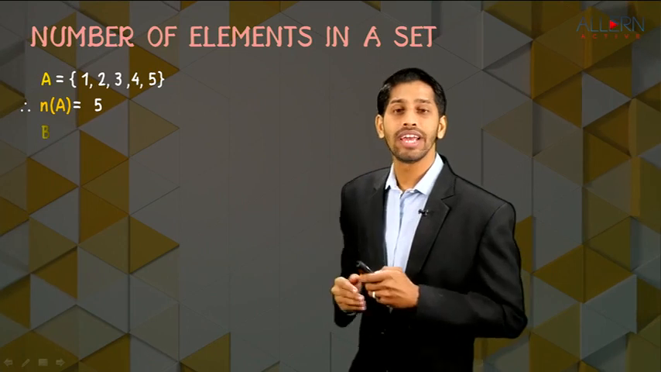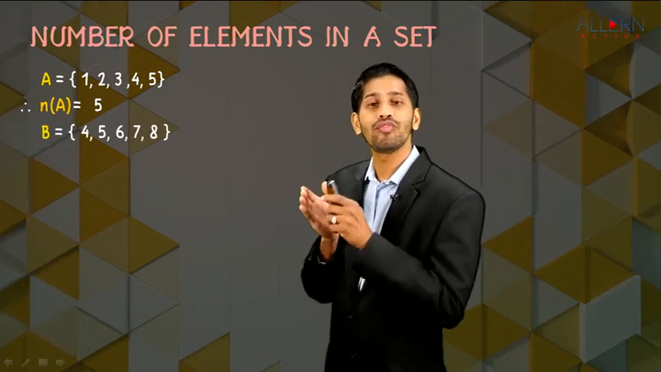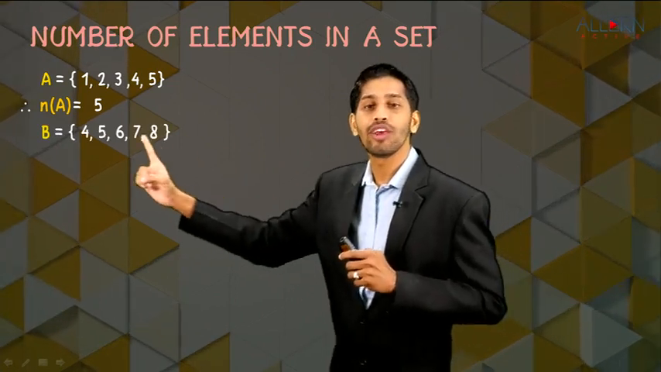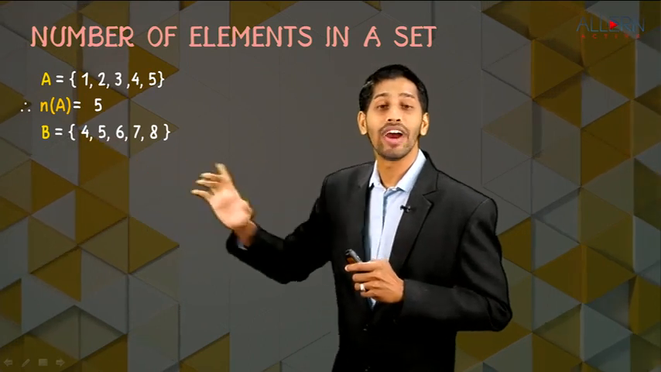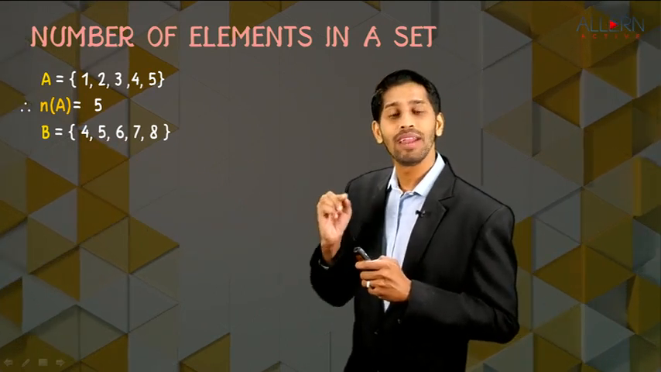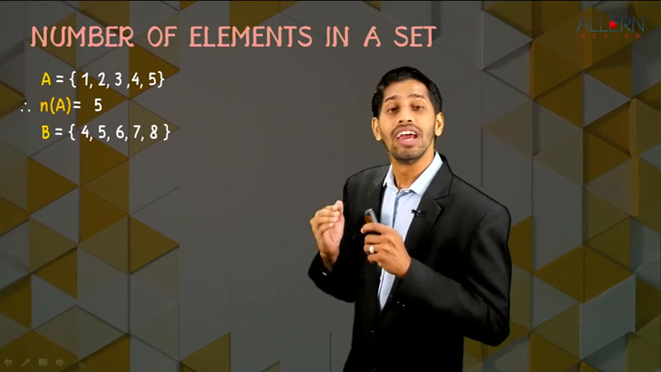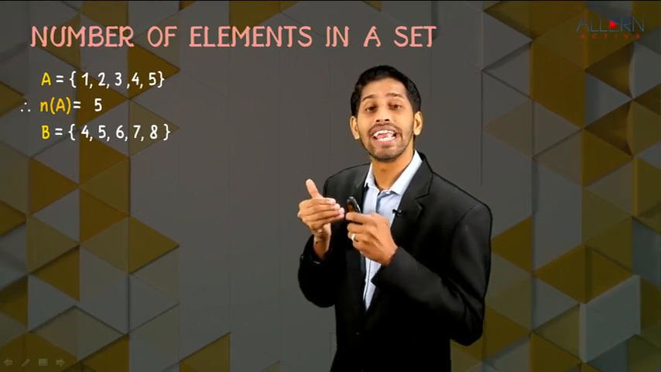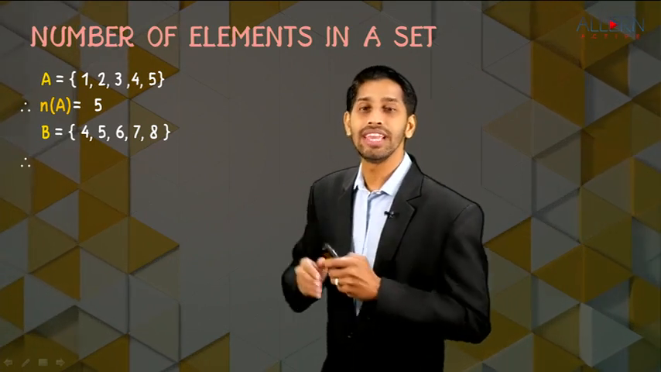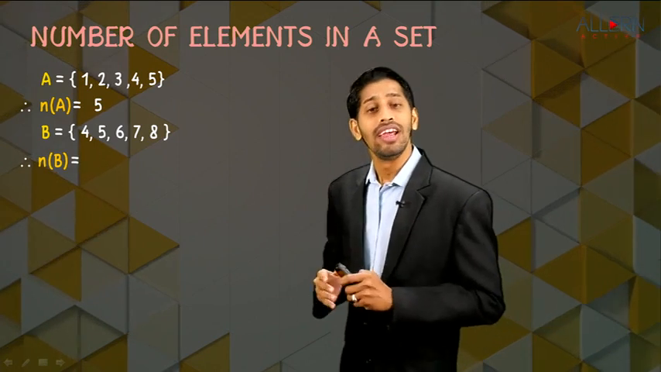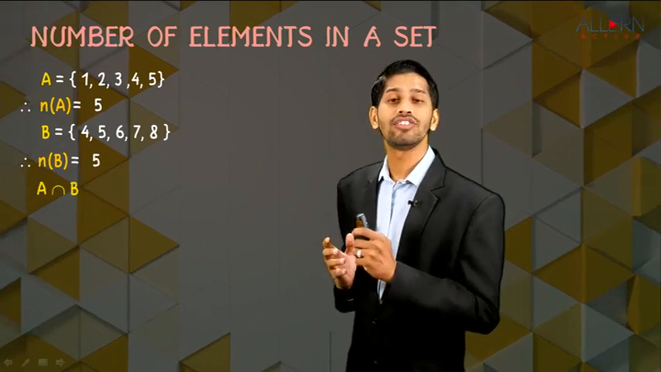Let's take one more set B, whose elements are 4, 5, 6, 7, 8. Again we can observe that 1, 2, 3, 4, 5, there are 5 elements. It can be written in mathematical form as number of elements in set B, that is n of B, is equal to 5. Now let's take intersection of A and B.